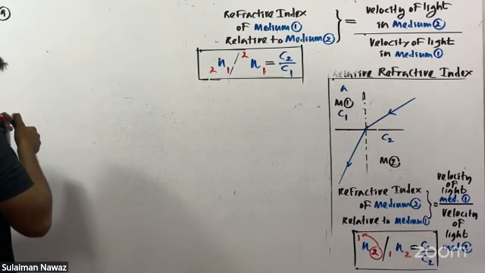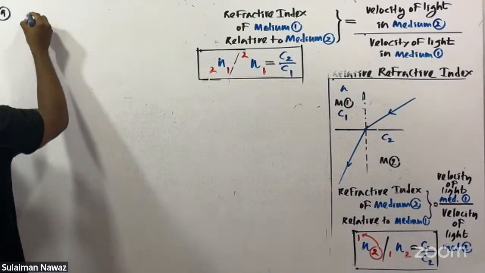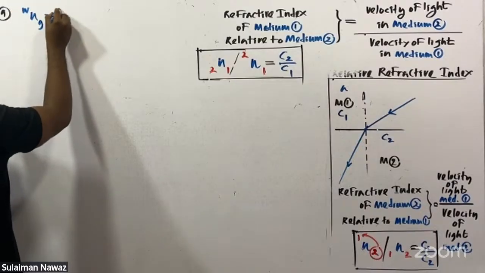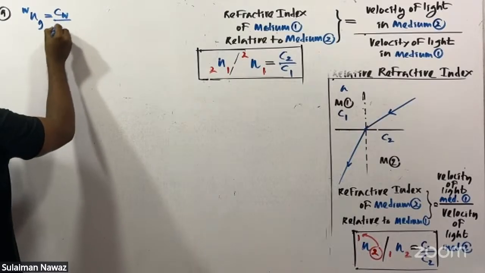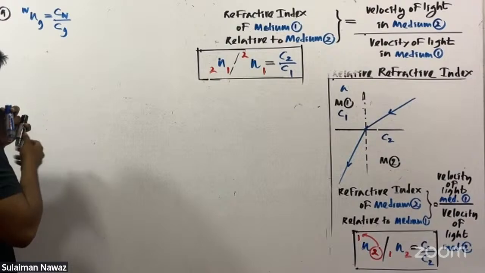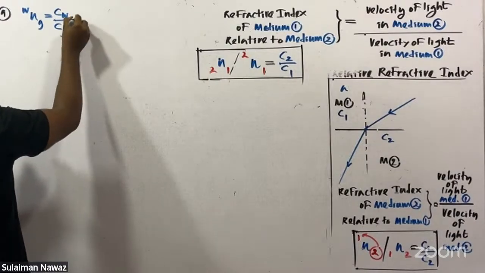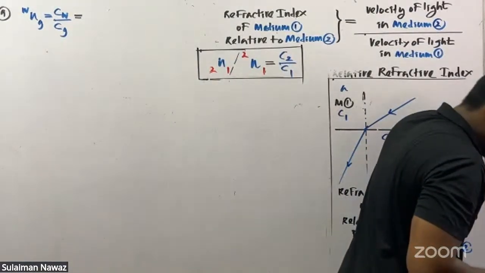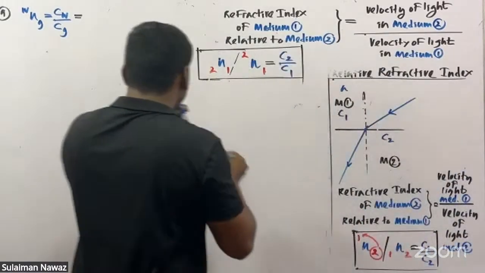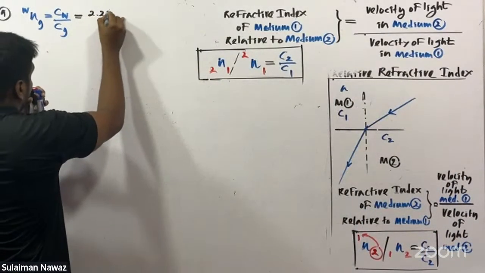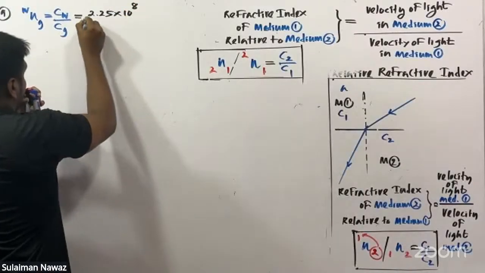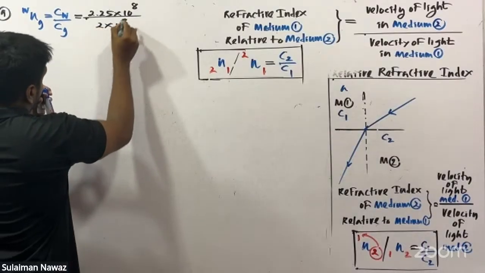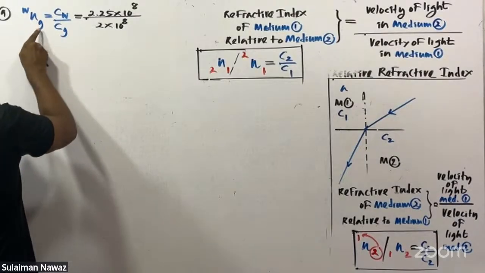Find the refractive index of glass relative to water. How do you write it? The refractive index of glass relative to water equals speed of light in water over speed of light in glass. Substitution thereafter is easy. Speed of light in water is 2.25 into 10 to the power 8. Speed of light in glass is 2 into 10 to the power 8.